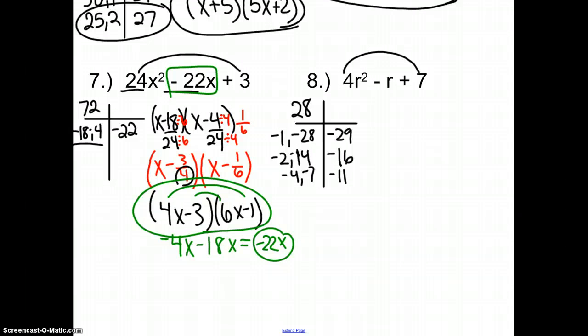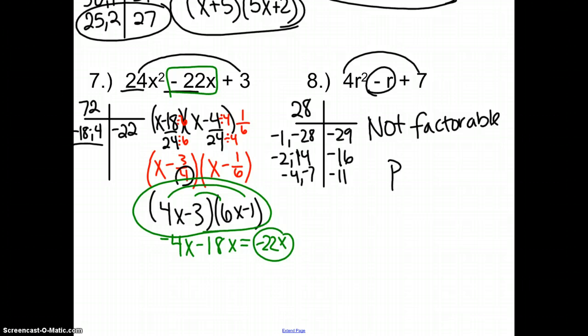That's all the factors of 28. And we don't have any of them summing to be a negative 1. So in this case, it's not factorable. And when it's not factorable, we say that it is prime.